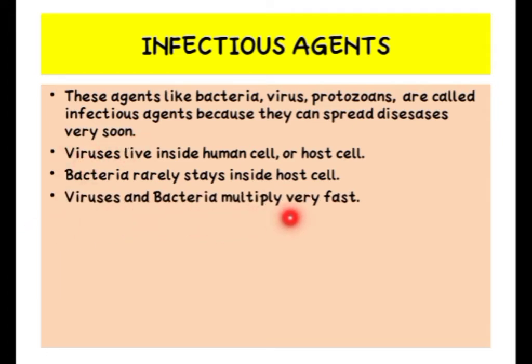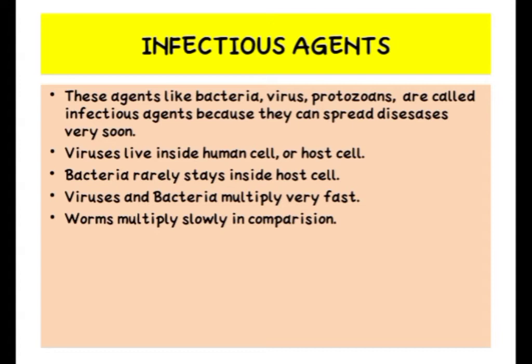Viruses and bacteria, though they are a little different, can multiply very fast. From 1 you will see 2, then from 2 you will see 4, from 4 you will see 16, from 16 you will see 32. Like this they multiply very fast. Okay, worms multiply slowly in comparison.